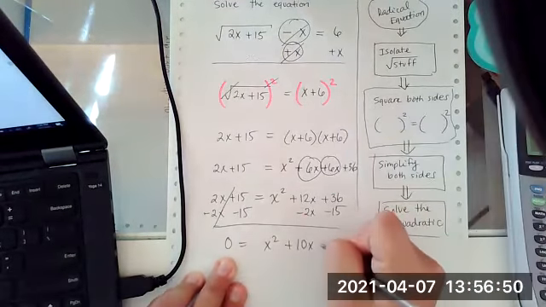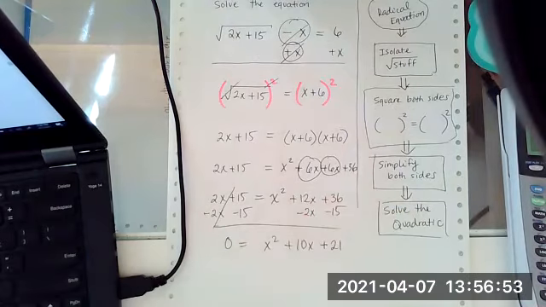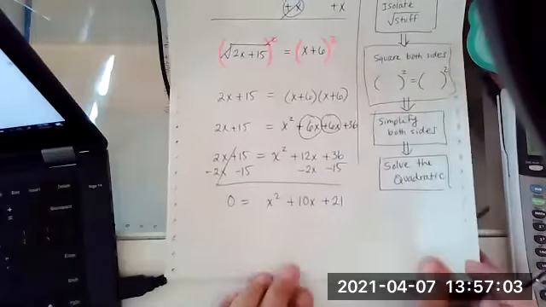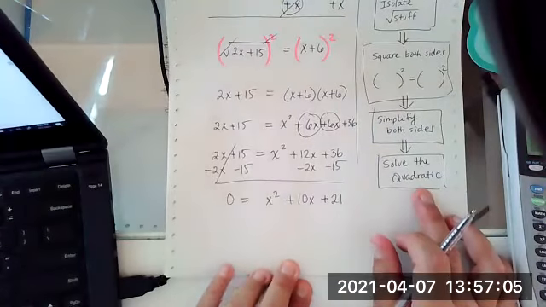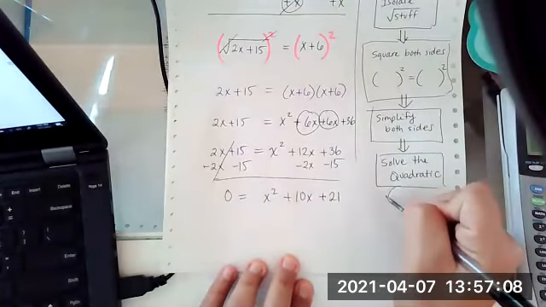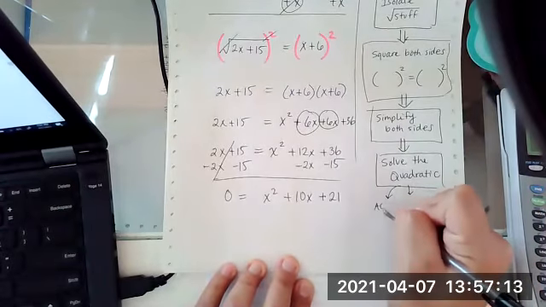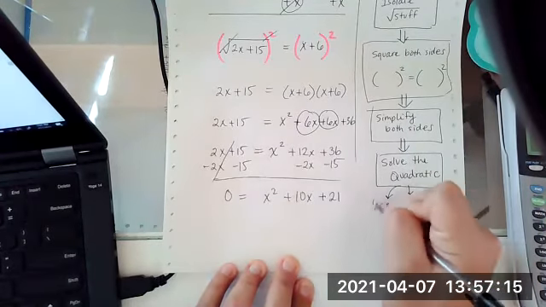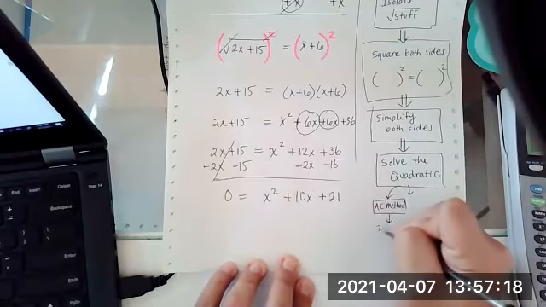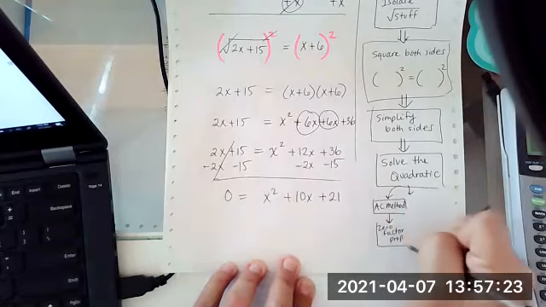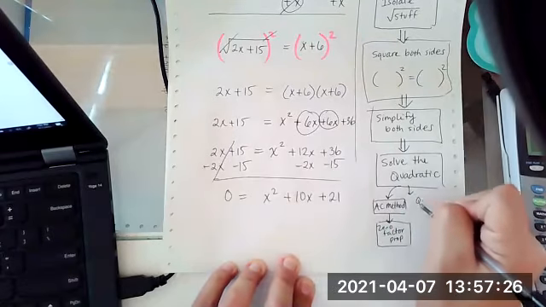21, positive 21. And then maybe if you need a tiny little flow chart to remind you how to solve quadratic equations, remember you have 3 strategies, but only 2 of them are going to work here. And that's the AC method and then the 0 factor property, or the quadratic formula.